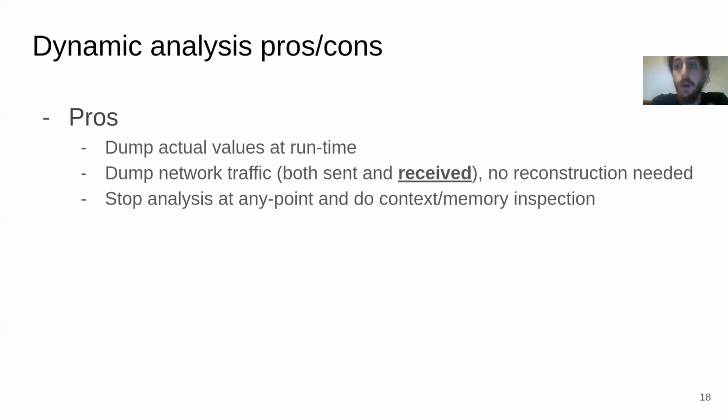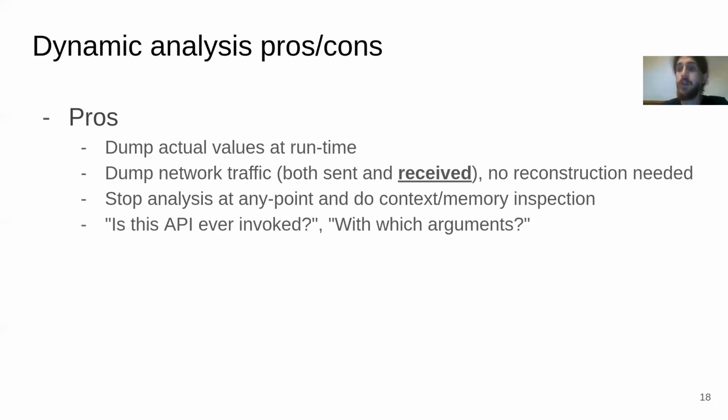You can also, with debugging, stop the analysis at any point and do some kind of targeted context and memory introspection. So it's not just that you run it and then you wait. And then you can also study the reachability aspect of the app. You can ask yourself, well, is this piece of code actually ever reached? What you can do is put a breakpoint, or put a log, and then you run the app and see. If you see the log, you know for sure this was reached. Another question sometimes is, okay, I know it's reached, but with which argument? Again, you put some logs to log the arguments, and you get an idea.